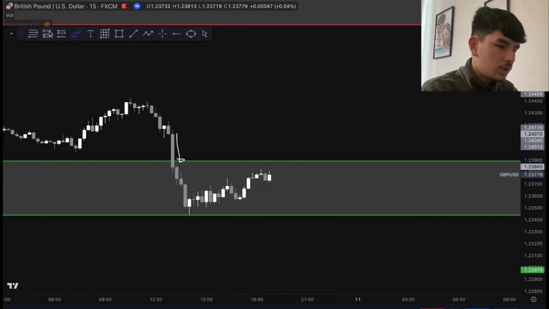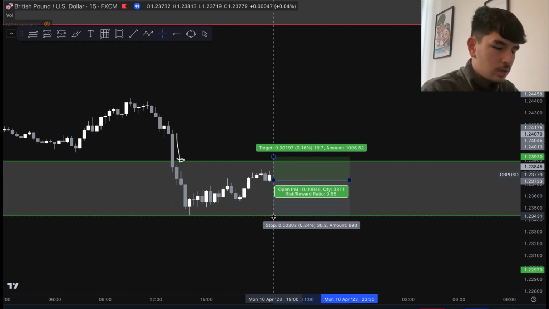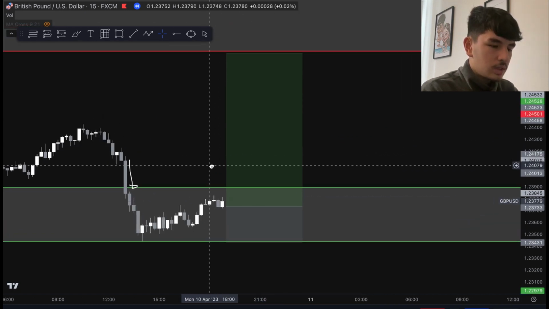So what we'd do, we'd always set our entry at a level which we feel comfortable at, which would be here for me. We'll have a 30 pip stop loss, and then our take profit would all be at the next key level. Now let's see this play out.